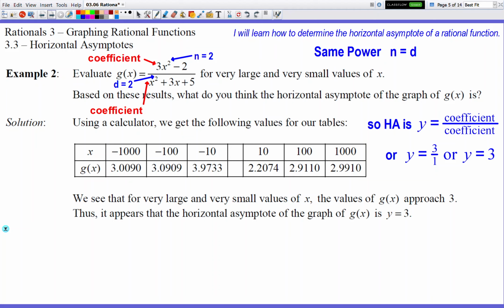Okay, and this is for a situation where it's same power. We had a power of 2 on the top, power of 2 on the bottom. So that's the same power situation, and you divide your coefficients.